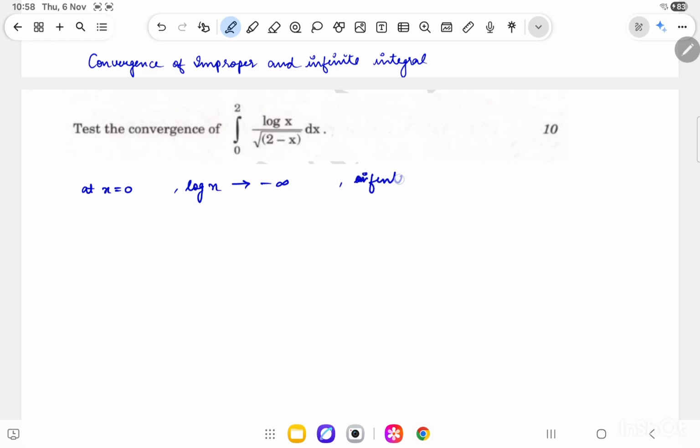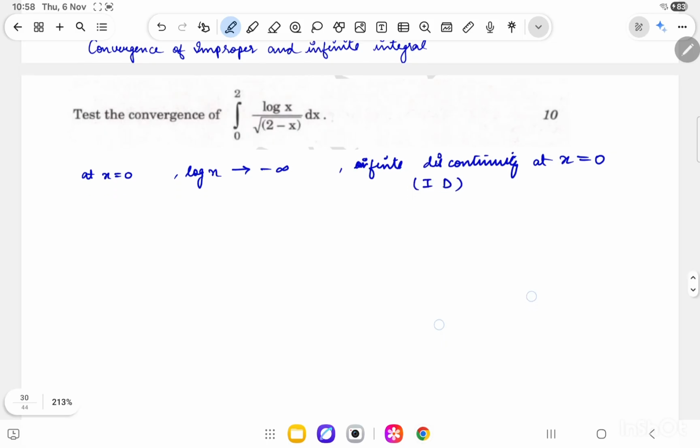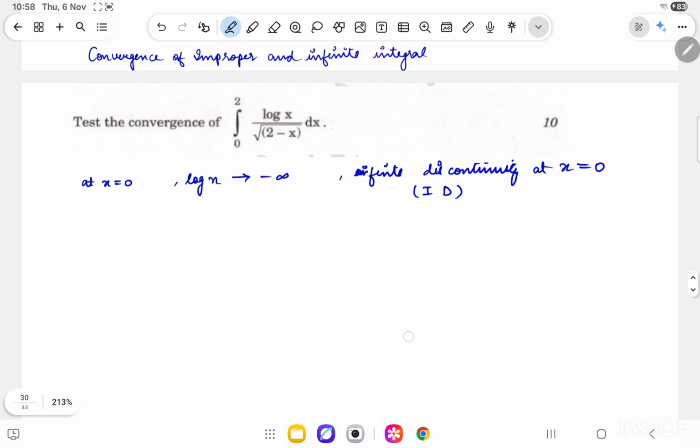Infinite discontinuity at x equals 0. Also, further in the video I'll write infinite discontinuity as ID, because it will be inconvenient for me to write such a long term again and again.